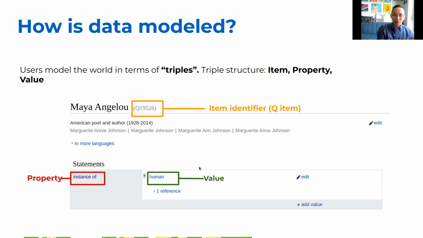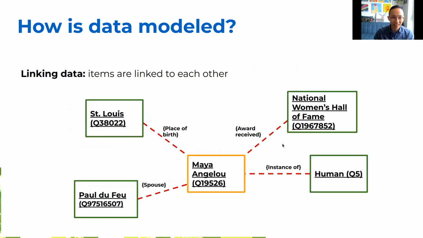Maya Angelou can also have other statements and properties that we can use as well, like where Maya Angelou was educated at, who the spouse is, and many other items that can be linked to Maya Angelou. So, for example, we saw just now that Maya Angelou, with the Q number of 19526, is an instance of a human, and human is another item on Wikidata with a Q number of 5. And Maya Angelou's spouse was Paul, with a unique Q number of 97516507, and this number is specifically attributed to Paul, who is a spouse of Maya Angelou.